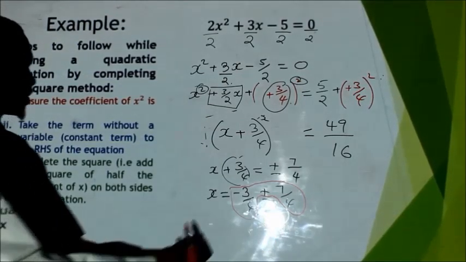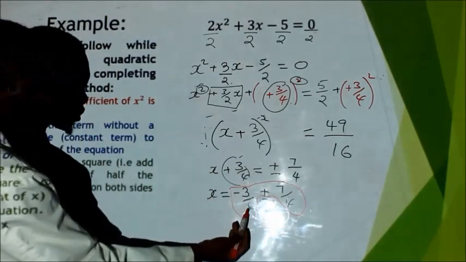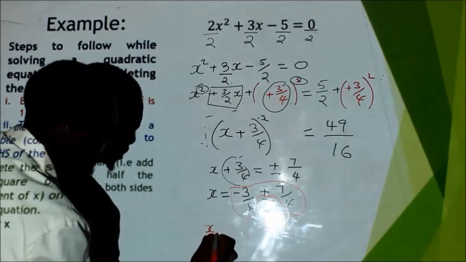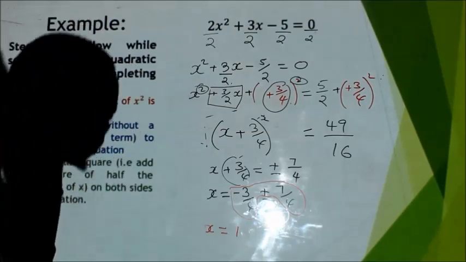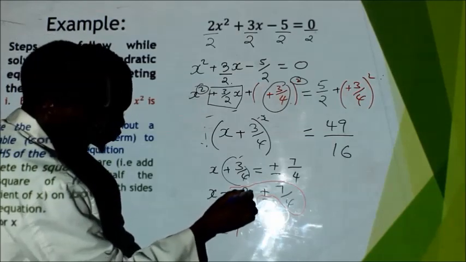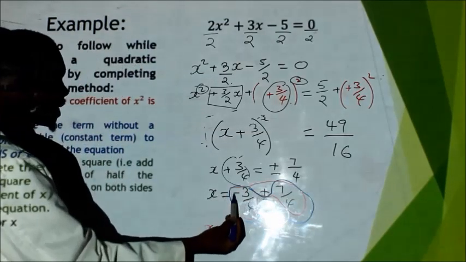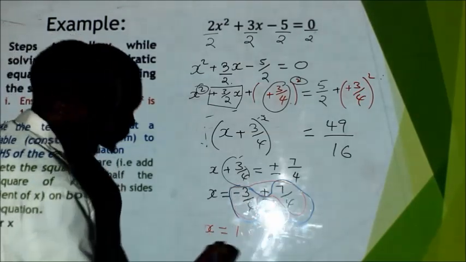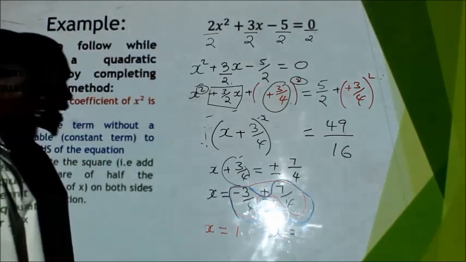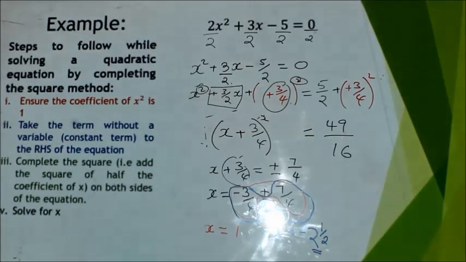So we shall take negative 3 over 4 plus 7 over 4. You consider the positive direction. Negative 3 over 4 plus 7 over 4 gives you the first value of x as x being equal to 1. Then for the second value of x, you will now consider the negative sign. So you take this part here, that is negative 3 over 4 minus 7 over 4. That gives you the second answer of x as x being equal to negative 2.5.